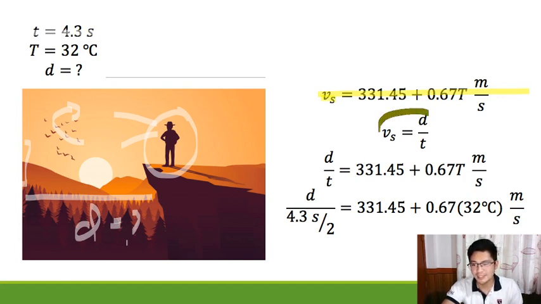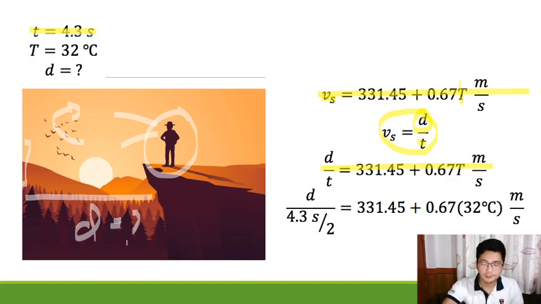Velocity is just distance over time. So, kasi given sa atin dito yung time, so might as well use it, di ba? So, given yung time, distance na lang yung wala tayo. Given yung temperature, so ibig sabihin, distance na lang yung unknown na parameter natin. So, we substitute d over t dun sa ating velocity of sound. We will get d over t is equal to 331.45 plus 0.67 times the temperature in degrees Celsius, meters per second. So, this is our working formula na.